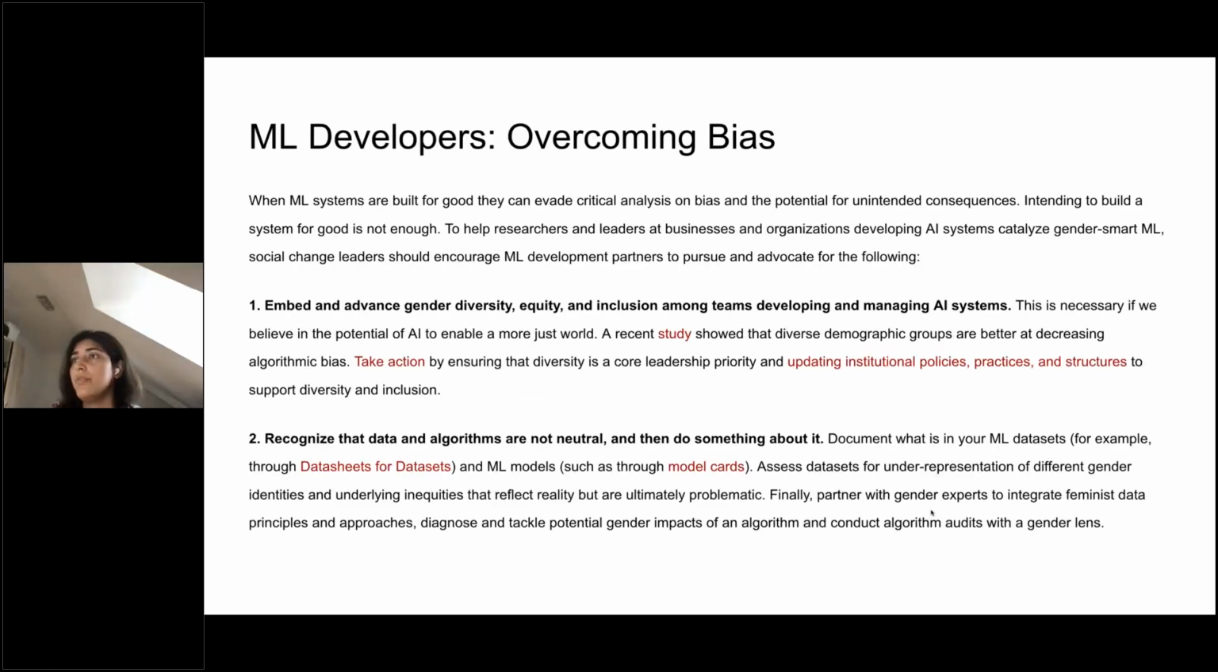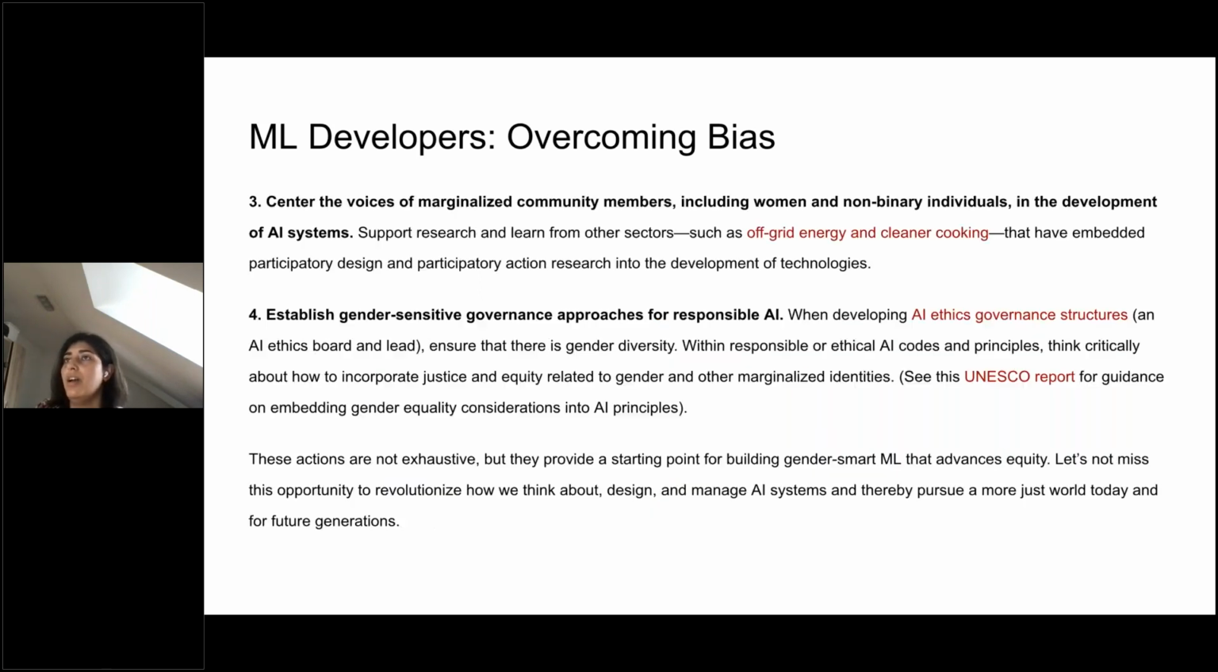So for machine learning developers, overcoming bias, I think I have typically talked about everything here. We need to embed and advance gender diversity, equity, and inclusion among the teams that have the data scientists in them. There should be diversity. The data should also be diverse. Should also have diverse examples. The algorithms also will be neutral only if the data is neutral. Then there should be, of course, the voices of marginalized community members, including women and non-binary individuals in the development of AI systems.